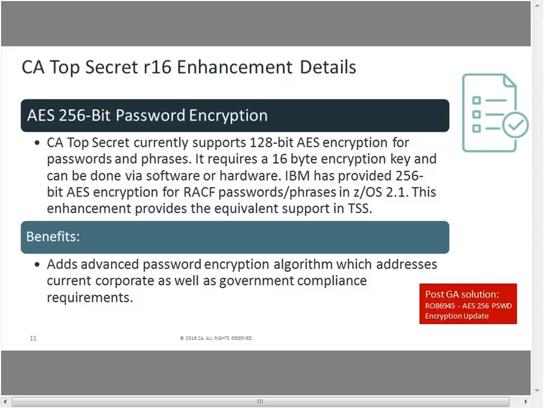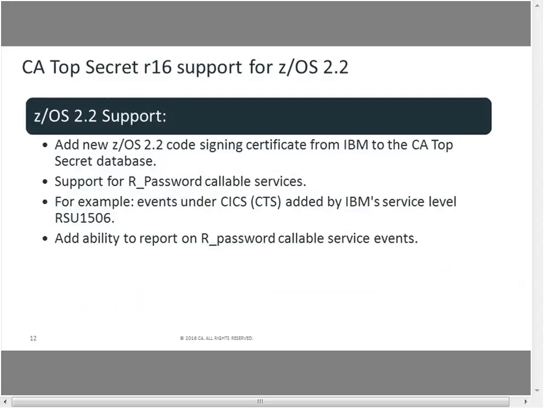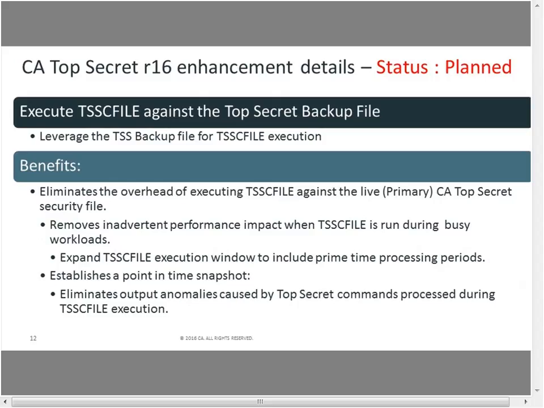I will point out that we do have a solution, R086945, that was published not too soon after R16 went GA, and that solution, if you're going to leverage AES 256, is a solution we recommend you apply. Okay, z/OS 2.2, we talked about this earlier. Certainly the signing certificate was added, as well as the related RACF password callable services support. I don't think we need to spend much more time on that.